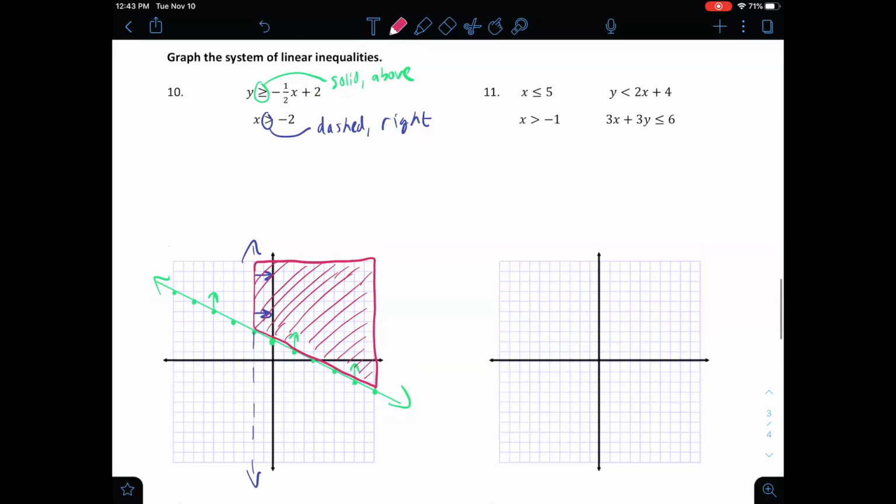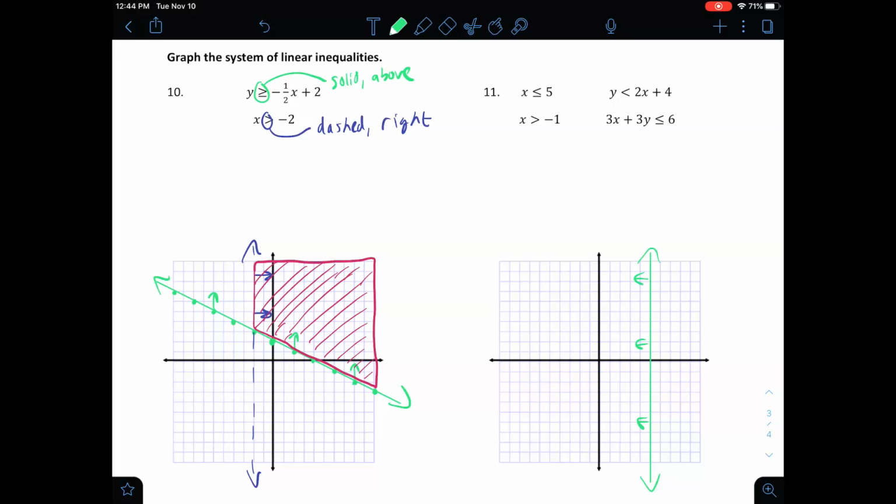All right. Number 11, this one's going to be a fun one. We got x is less than or equal to 5, so that's going to be a vertical solid line through 5. So 1, 2, 3, 4, 5. Why is it not wanting to work? One, two, three, four, 5. So a solid line, we're shading to the left.